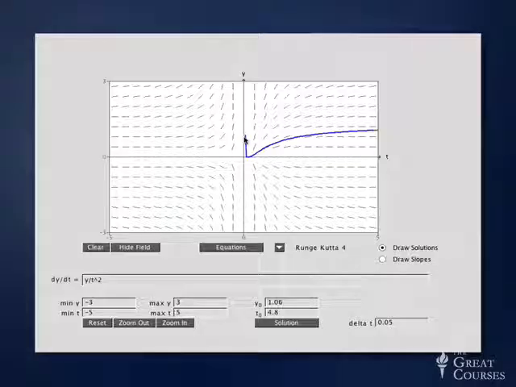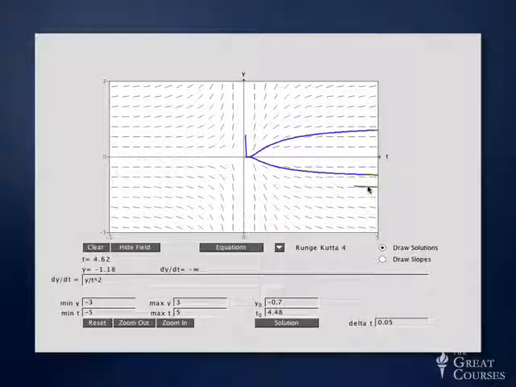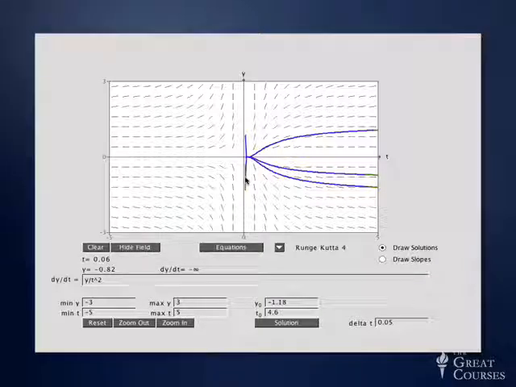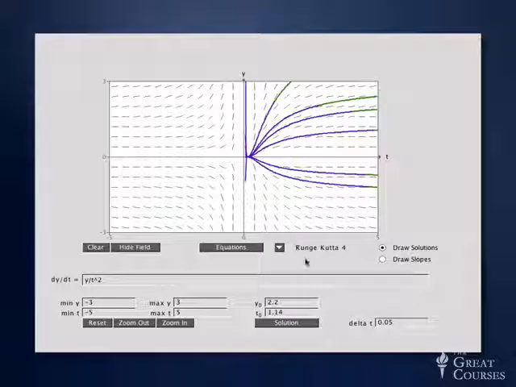Again, the numerical algorithm has gone a little bit crazy at this bad point. Other cases, looks fine there. Oh, look at that. This solution should be going downhill everywhere. Slopes are negative to the right of the y-axis, but somehow our numerical method made an error. So what we see is numerical methods, again, can go wrong at bad points on the right-hand side of the differential equation.